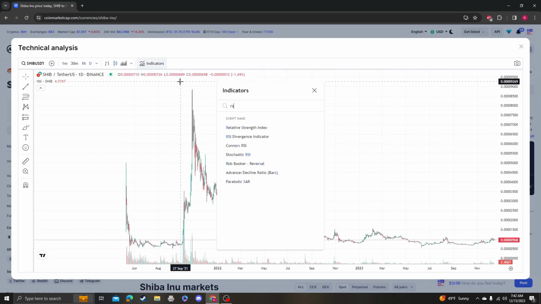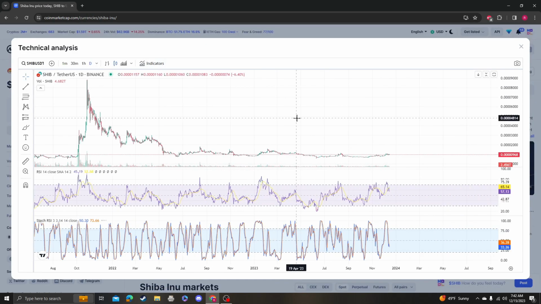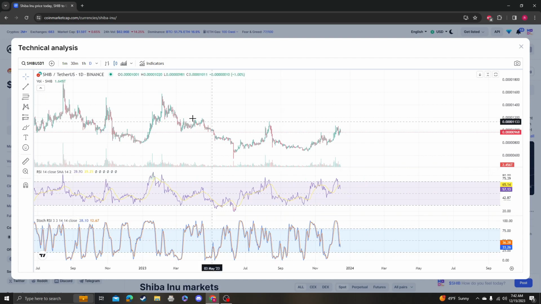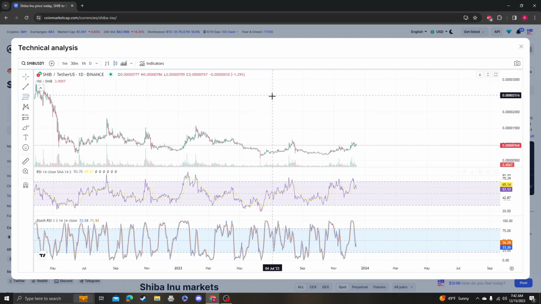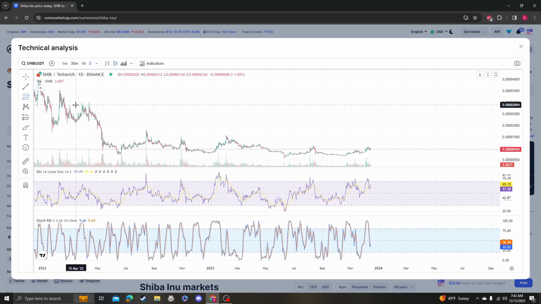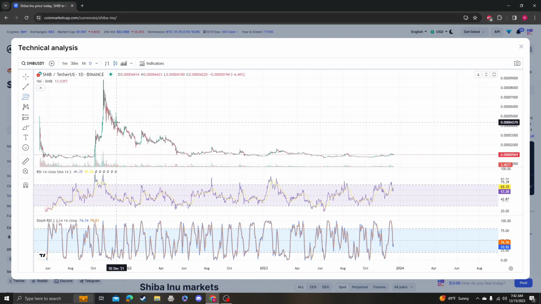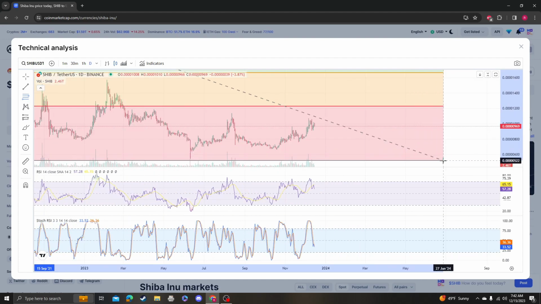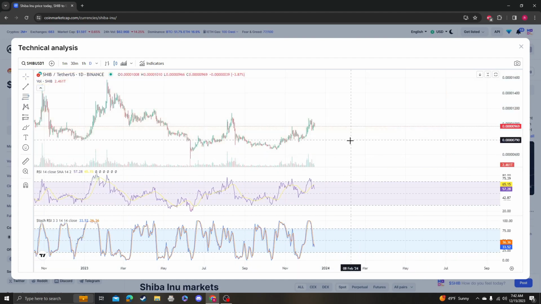So let's look at this stochastic RSI. Again, don't be impatient. It's just a matter of time before the RSI gets oversold, and it gives you a good buying opportunity. So yeah, it never really broke that.